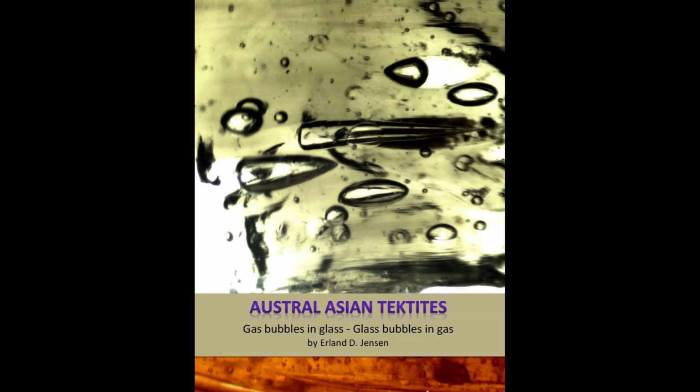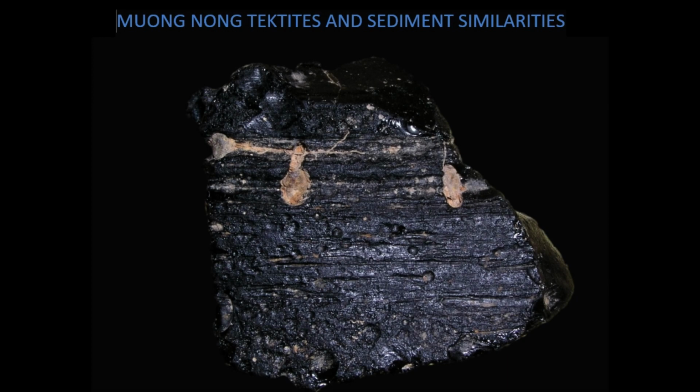This poster is about Muong Nong Tektite structures, and their similarities to contemporary sediments. Structures in Muong Nong Tektites, and contemporary Khorat Plateau sediments, are similar, and may evidence that they are related. The resemblance is especially high when tektites are compared to silt and clay deposits in pools.